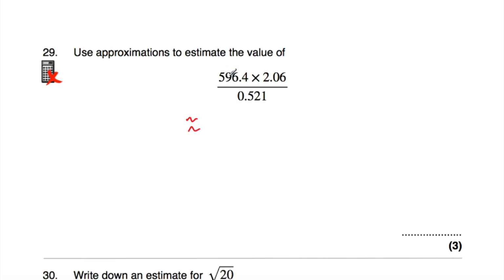So instead of 596.4, I'm going to use 600 multiplied by 2. And instead of 0.521, I'm going to use 0.5. So I've rounded each of those numbers to one significant figure. Now let's work this out.